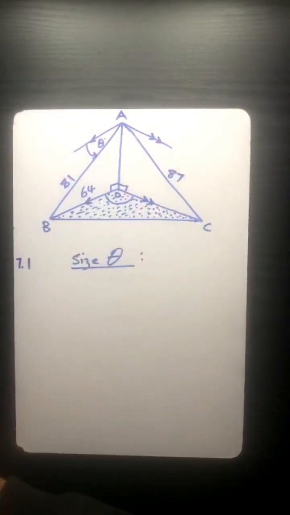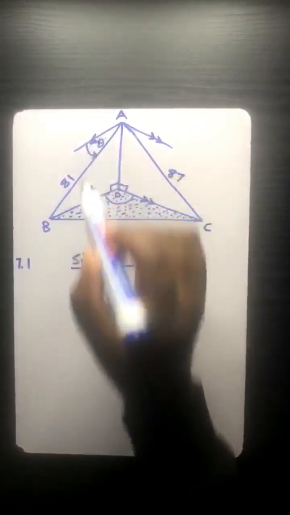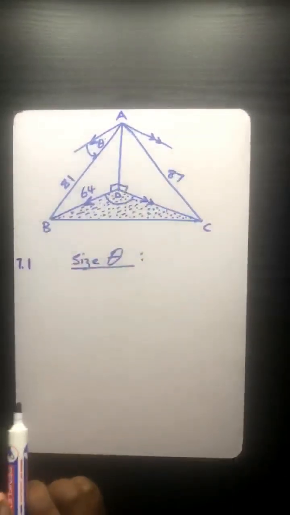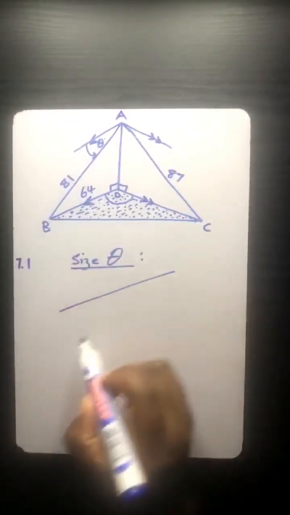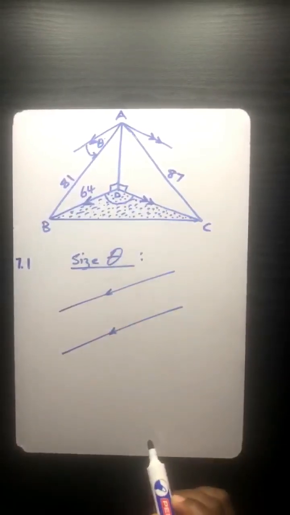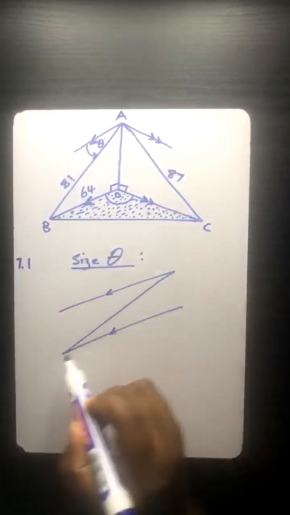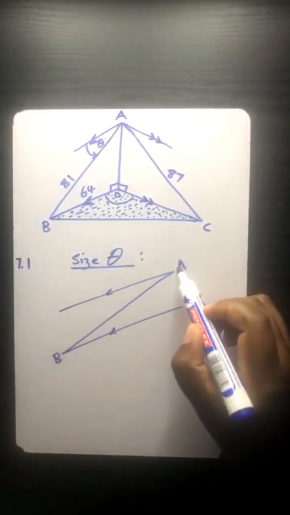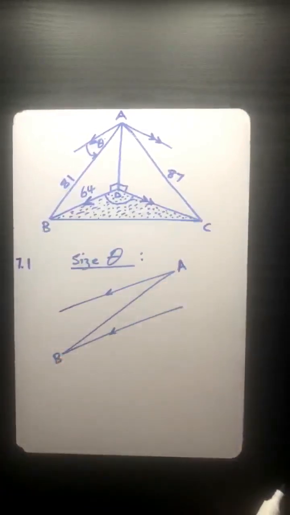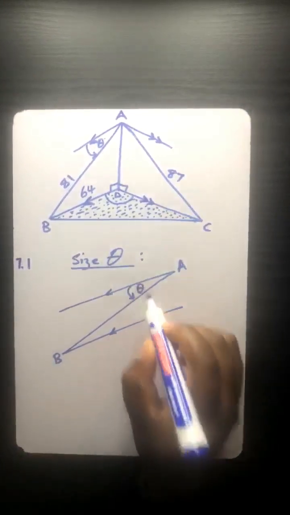Something very important: you see this, that, and also that. It means these two lines are parallel. So you have those two lines, which are parallel, and in between you have this line, which is BA. Do you notice that you now actually have a Z? Remember, there is your angle theta.